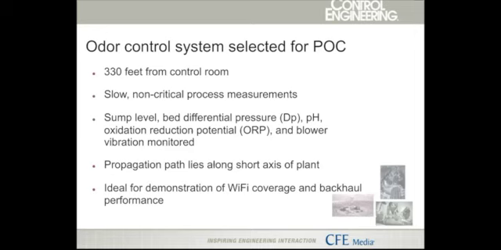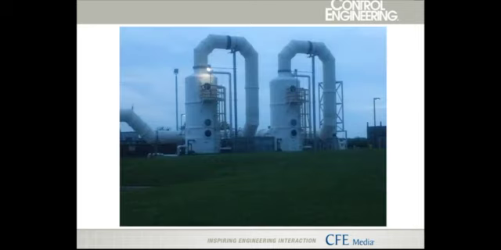The several parameters we selected, sump level, bed DP, pH, and blower vibration, were typical values that are monitored on an OCS. The propagation path between the odor control system and the control room lies pretty much along the short axis of the plant. So it gave us a good sense for the coverage along the long axis of the plant. And so it was ideal for the demonstration of Wi-Fi coverage and the backhaul performance.